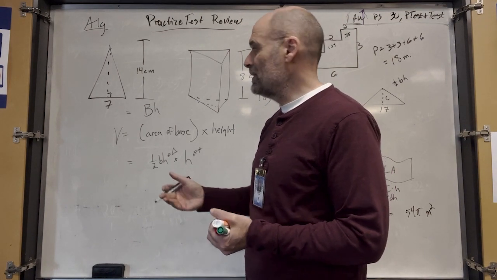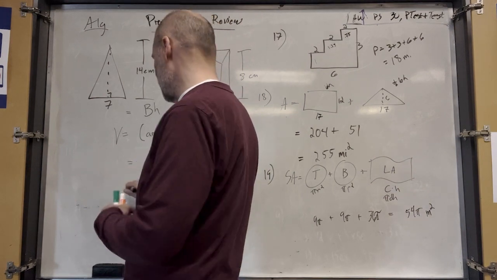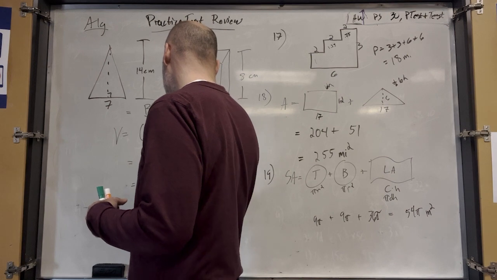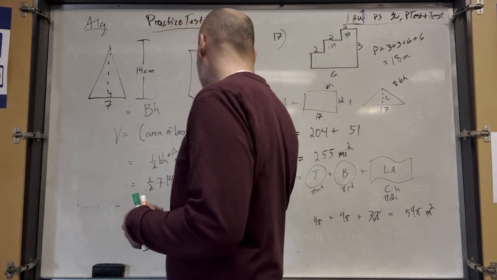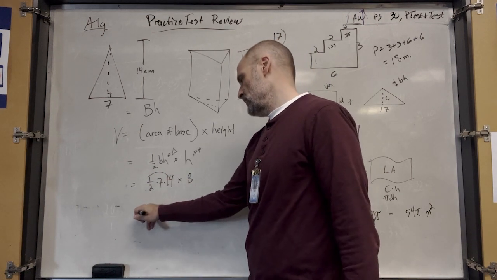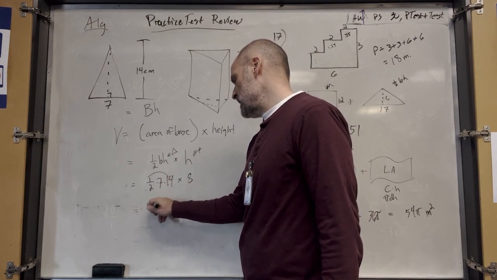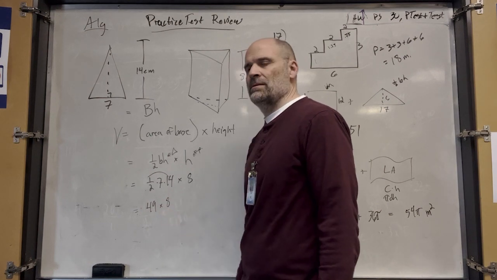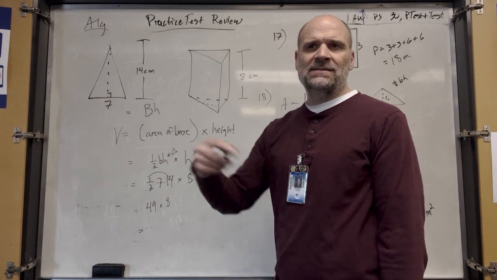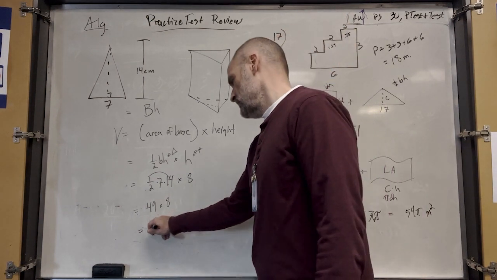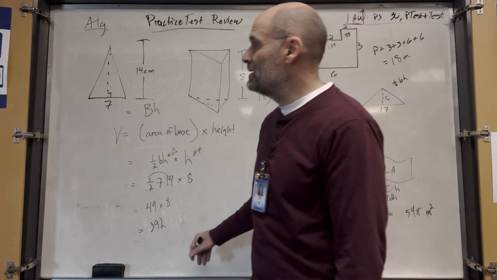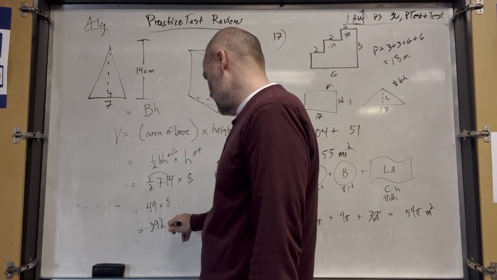Well, let's just get numbers in there so we can ignore that, because that's making me uncomfortable. 1 half times 14, times height of the prism, which is 8. So look, 1 half times 14 is 7. Times 7 is 49. Times 8. What's 50 times 8? 400 minus an 8? 392. All right. 392. What's my label?